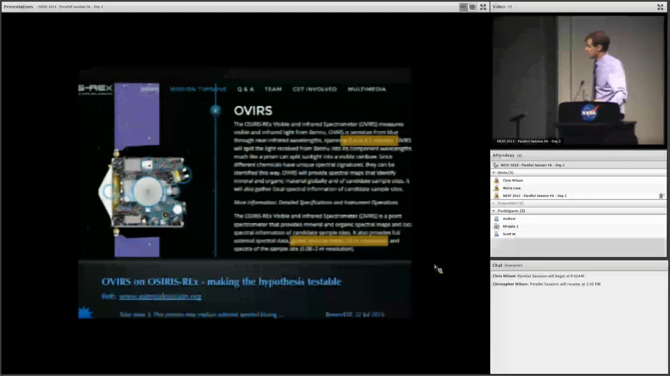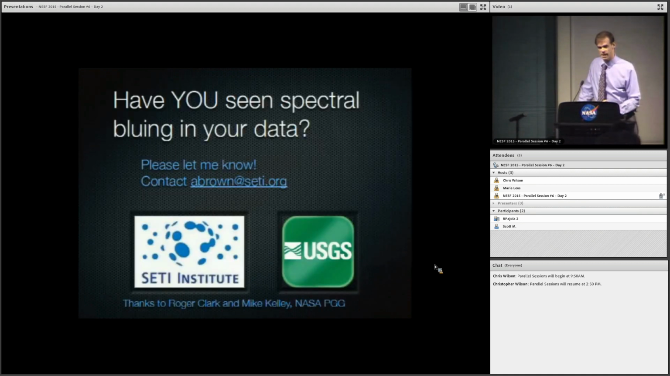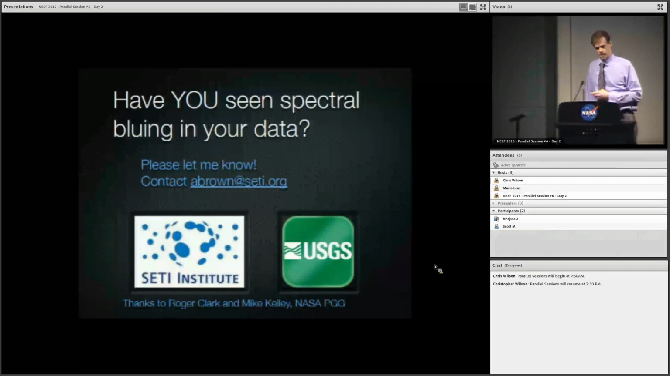On board Osiris-Rex is the OVIRS instrument, and that is going to critically cover the 0.4 to 4.3 micron region. They're going to get spectral coverage, 20 meter spectral pixels on the surface and global coverage of Bennu. So they should be able to tie down the spectral bluing effects over the entire surface of the body and tell us whether there is a difference between the equatorial and the high latitudinal regions. And then we can start to try and tie down geophysical effects that could account for this.